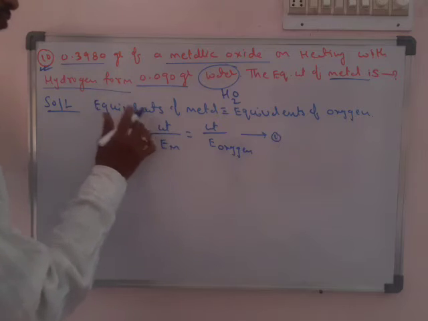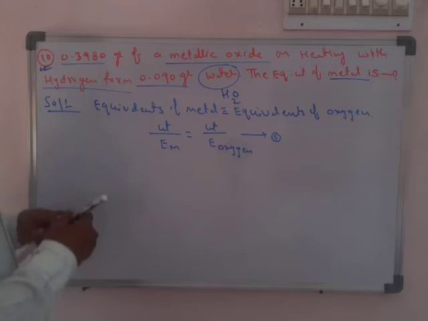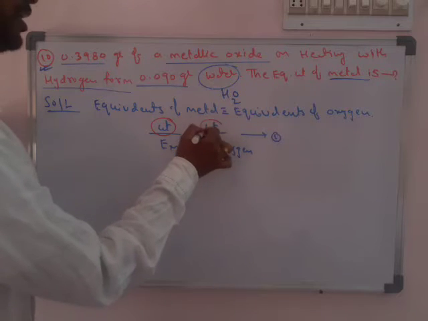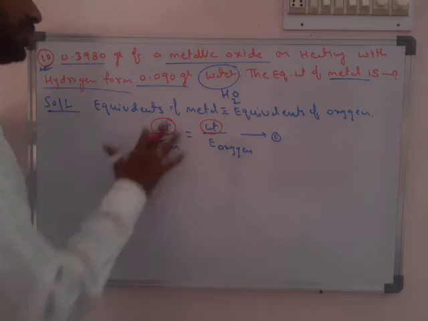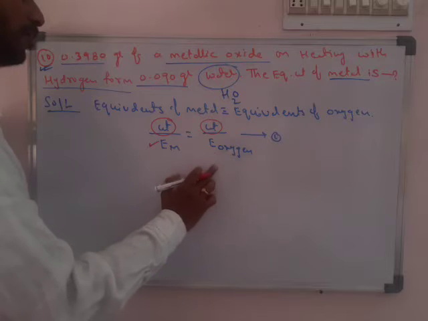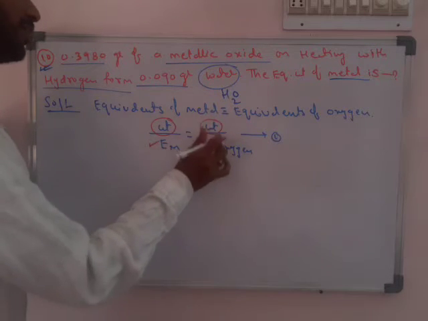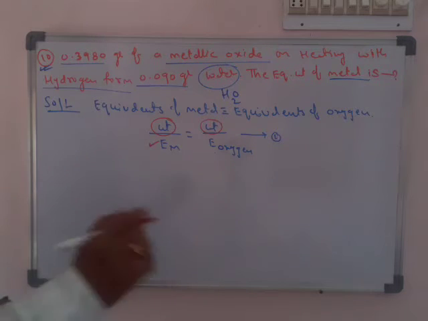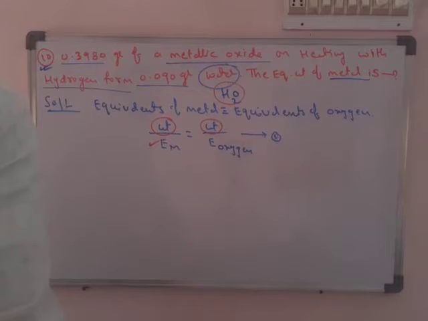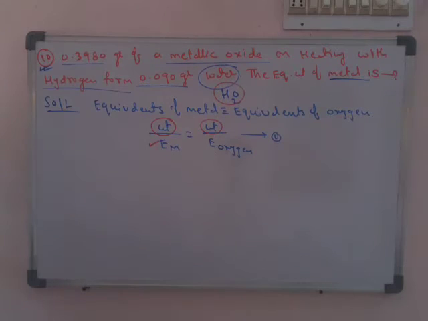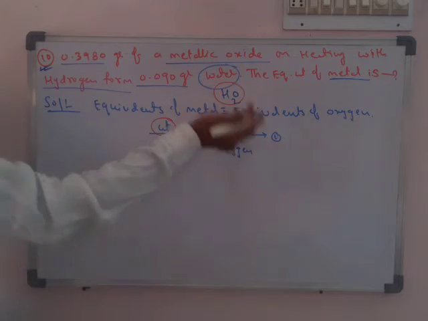We don't know the weight of metal. We don't know the weight of oxygen. We have to find these, so to calculate the equivalent weight of metal, we have to calculate the weight of metal and the weight of oxygen. The clue given to us for the weight of oxygen is the formation of water. How much water is formed? The formed water is given as 0.09 grams. So from 0.09 grams of water we have to find the amount of oxygen.